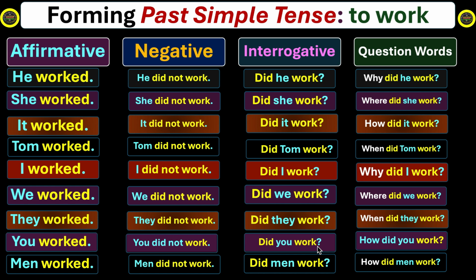These are the total number of structures we can form in the past simple tense with the help of the word work. You can replace this word with any other verb of your choice and can make as many sentences as you like. Hope you understand the concept.